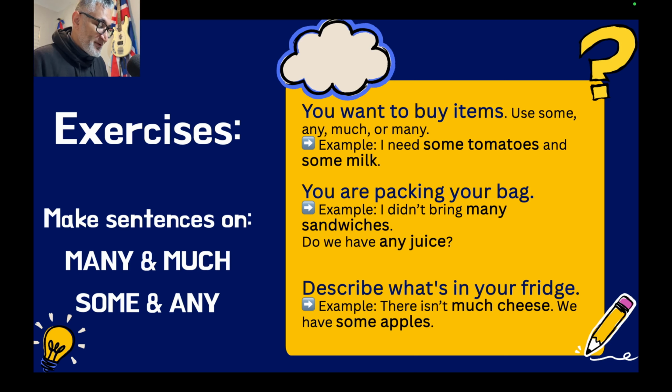Describe what's in your fridge. You go to the refrigerator and see what is inside, and you're gonna tell me or your friend or someone what is there, what is inside of your fridge. Example: there isn't much cheese. We have some apples. So this is how you can describe what is inside of your fridge or inside of your house as a whole, okay? You look at the room in your house and tell what is or what is not. For example, there is, there are, there is not, or something like that.